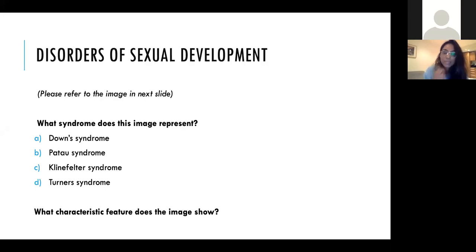What can you see in this photo? Like, what is the characteristic feature of this syndrome? That comes up all the time in exams. I'm sure examiners love this characteristic feature, that they always put this up. You can put it in the chat. Yeah, well done. Yes.